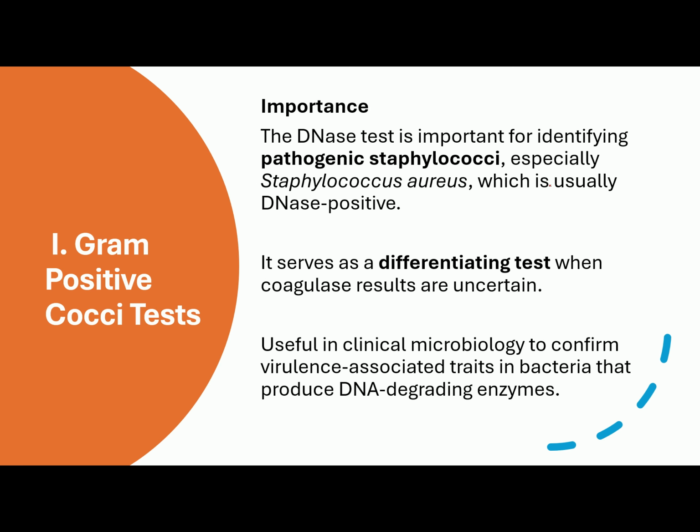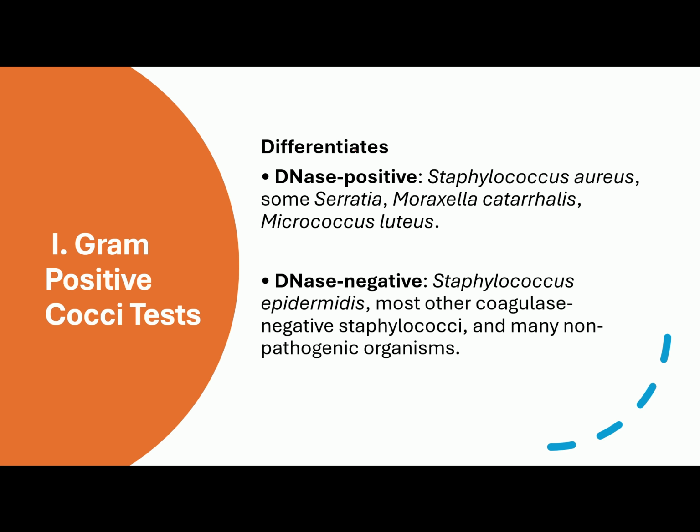Now, importance is used for identifying pathogenic staph, specifically Staph aureus. Used to differentiate when coagulase results are uncertain. Useful in clinical microbiology to confirm virulence-associated traits in bacteria that produce DNA degrading enzyme. So it differentiates DNase positive Staph aureus, Serratia, Moraxella catarrhalis, Micrococcus luteus from DNase negative Staph epidermidis and other coagulase negative Staphylococci and non-pathogenic organisms.